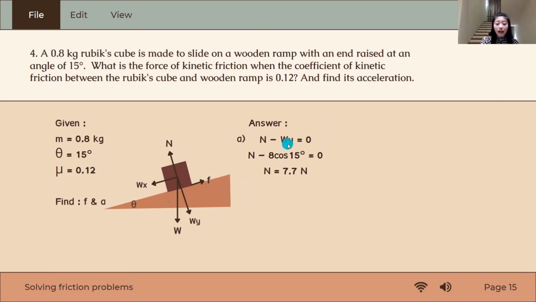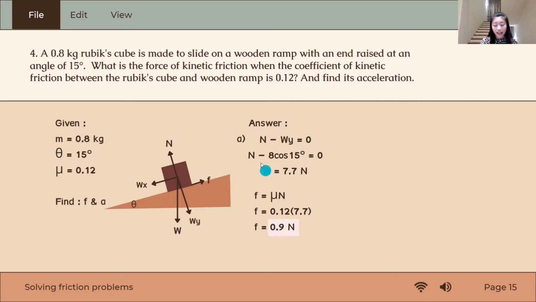So N minus the Y component of the weight equals 0. N minus 8 cos 15 degrees equals 0. Why cos? Because it is on the y-axis, and for the x-axis, it is sine. So N equals 7.7 Newton. And frictional force equals mu times N. The coefficient of friction is 0.12, and the normal force is what we found, 7.7. 0.12 times 7.7 equals 0.9 Newton.